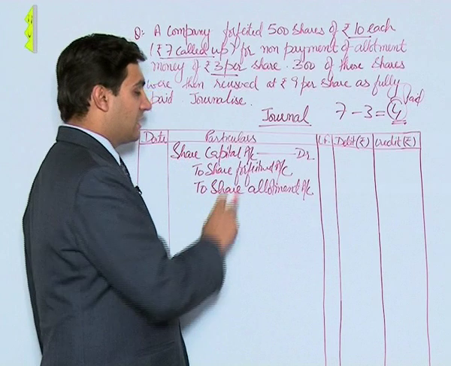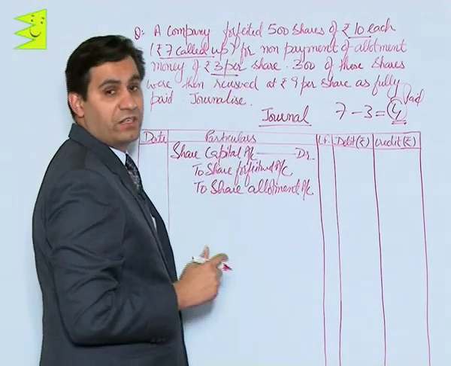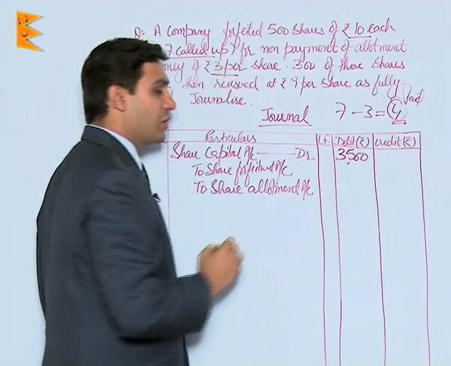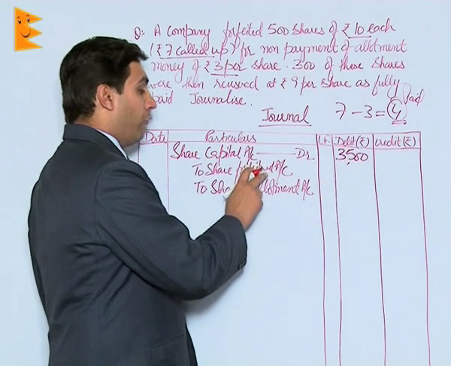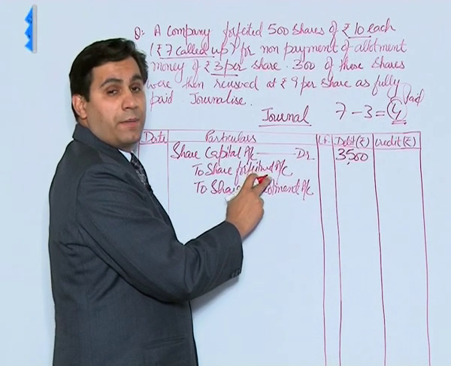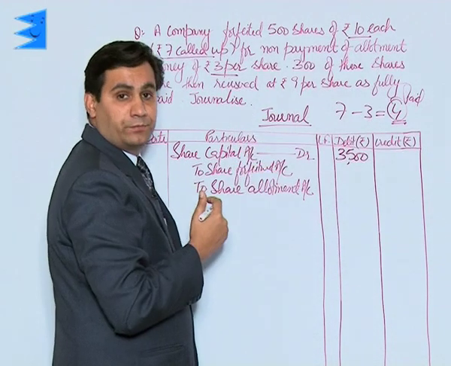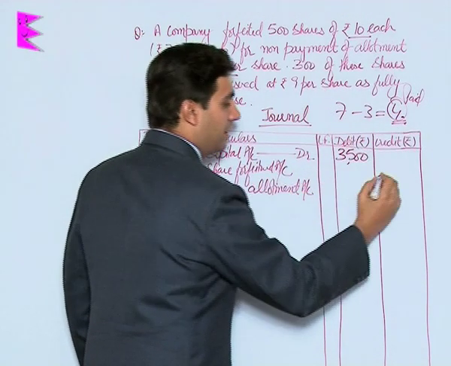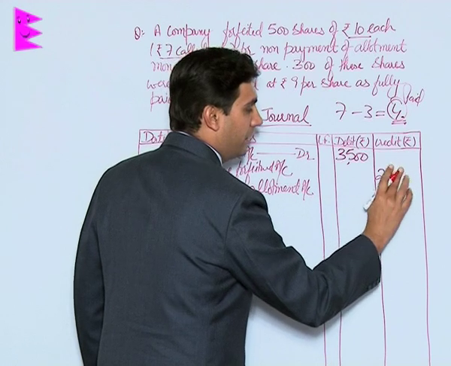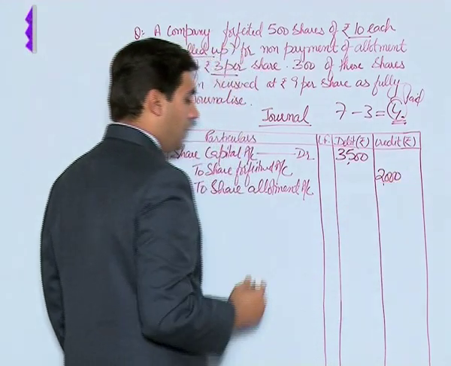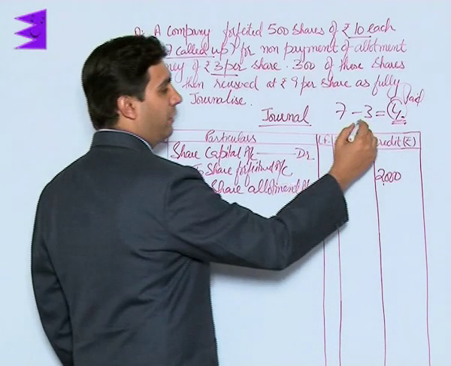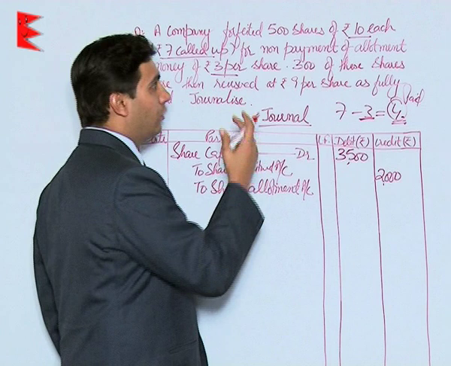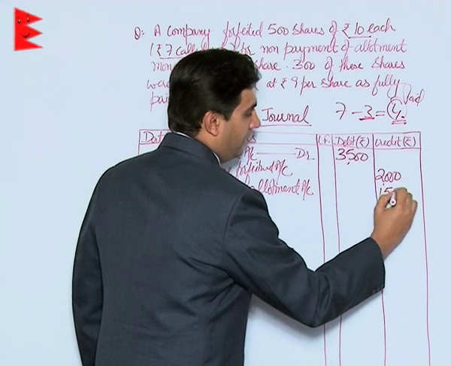The amount is 7 rupees called up for 500 shares. That means 3500 for share capital. Share forfeited shows or reflects the amount that he has paid, right? He had paid us rupees 4. So 4 into 500 is 2000 is the amount that he has already paid. And allotment money he has not paid, rupees 3 per share. So in lump sum this amount becomes 3 into 500, that is 1500.